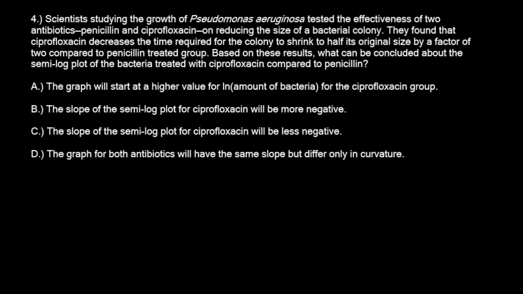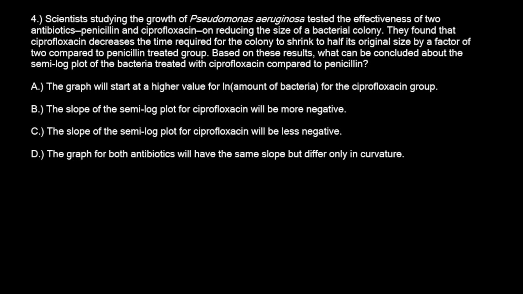Here's question number 4. It reads, scientists studying the growth of Pseudomonas aeruginosa tested the effectiveness of two antibiotics, penicillin and ciprofloxacin, on reducing the size of bacterial colony. They found that ciprofloxacin decreases the time required for the colony to shrink to half its original size by a factor of 2 compared to the penicillin-treated group. Based on these results, what can be concluded about the semi-log plot of bacteria treated with ciprofloxacin compared to penicillin?